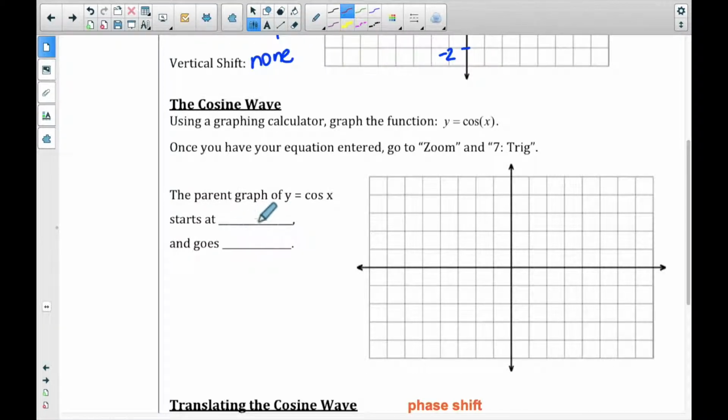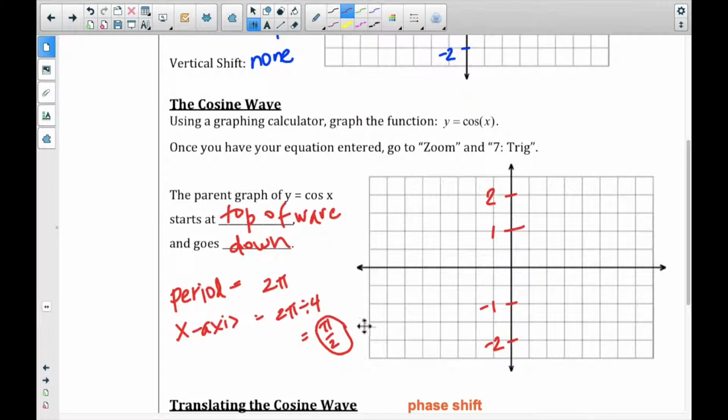Okay, so the parent graph of y equals a cosine x starts at the top of the wave and goes down. I'm going to stick with my counting by 2 boxes. I just feel like that gives me some more space. The period is the same, so my period is still going to be 2 pi. To find my x-axis, I take that 2 pi and divide by 4, and I get pi over 2. So on my x-axis, I'm going to count by pi over 2's. Same thing in the negative direction. I'm only labeling those just because I'm lazy.